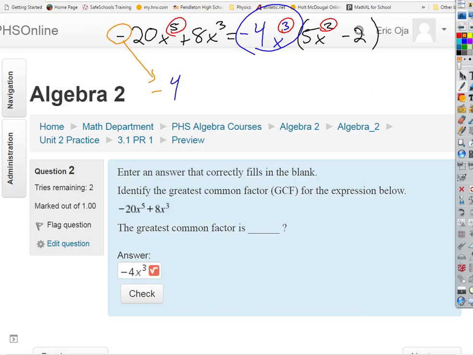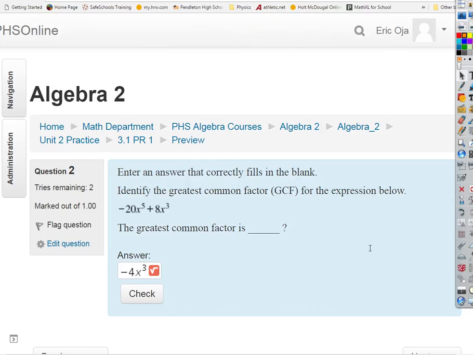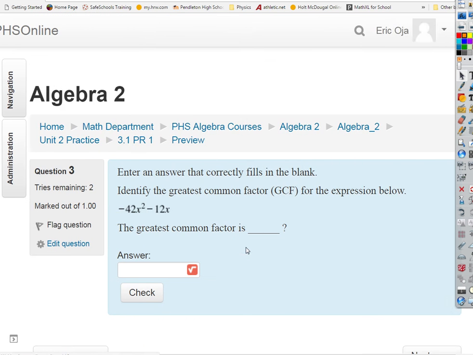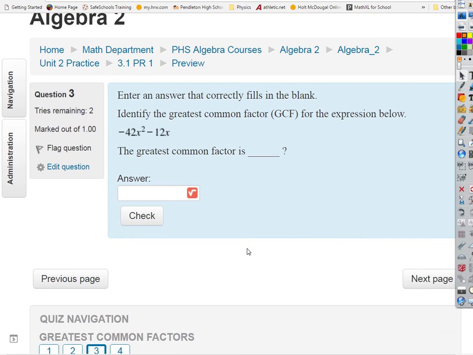So one more, real quick. Okay. So real quick, what's that one gonna be? Everybody just try that. Is the greatest common factor gonna be positive or negative? It's gonna be negative, isn't it?